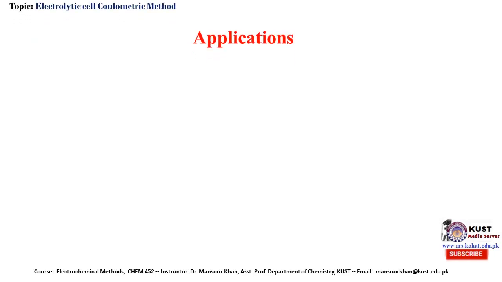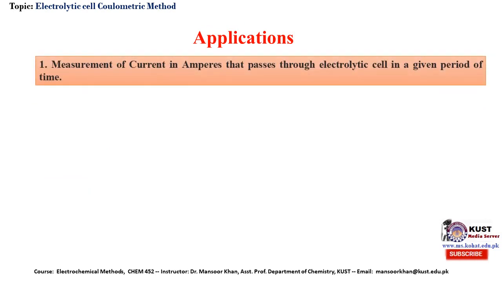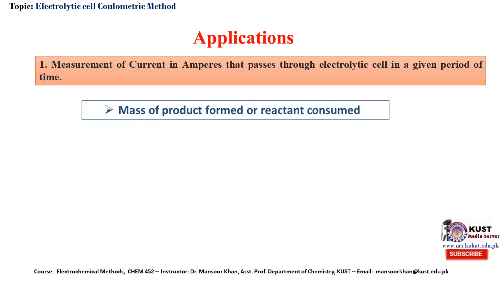Now let's come to the application of electrolysis. The electrolysis application is measurement of the current in amperes that passes through the electrolytic cell in a given period of time. So by measuring the current which passes through the electrolyte, it can be used for quantitative analysis. The basis used for quantitative analysis is the mass of product formed or reactant consumed.